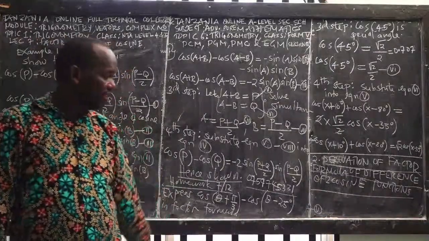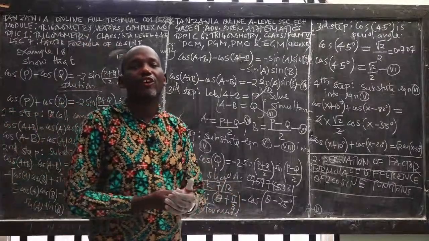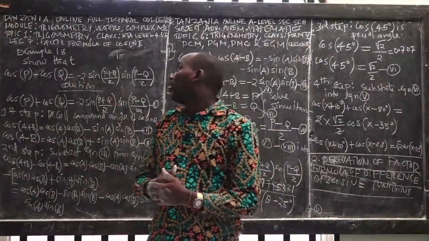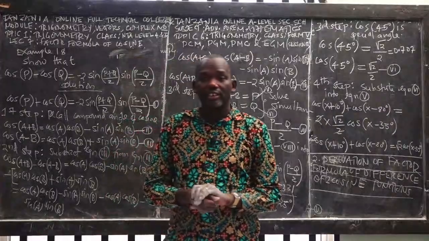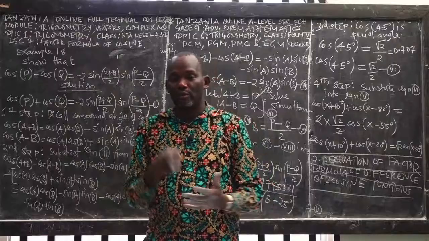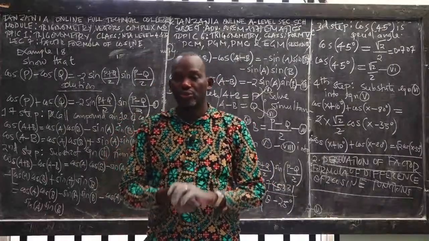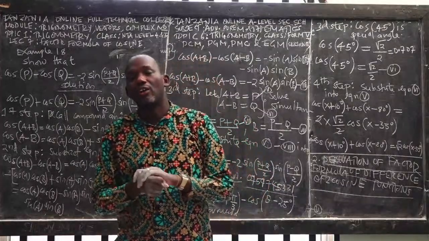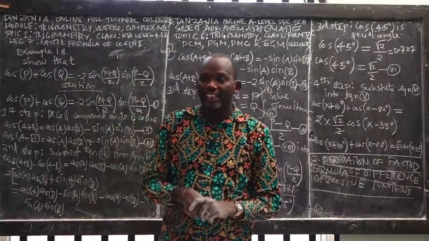Are we together? So dear students, this is the end of our lecture 7, factor formula of cosine. I've taught you the derivations of both the factor formula of the sum of two cosine functions and the factor formula of the difference of two cosine functions.